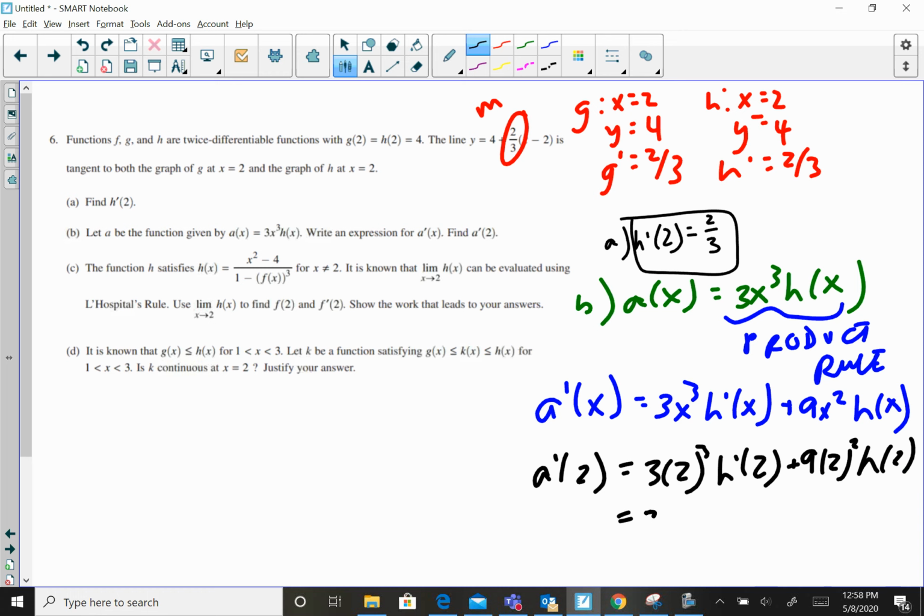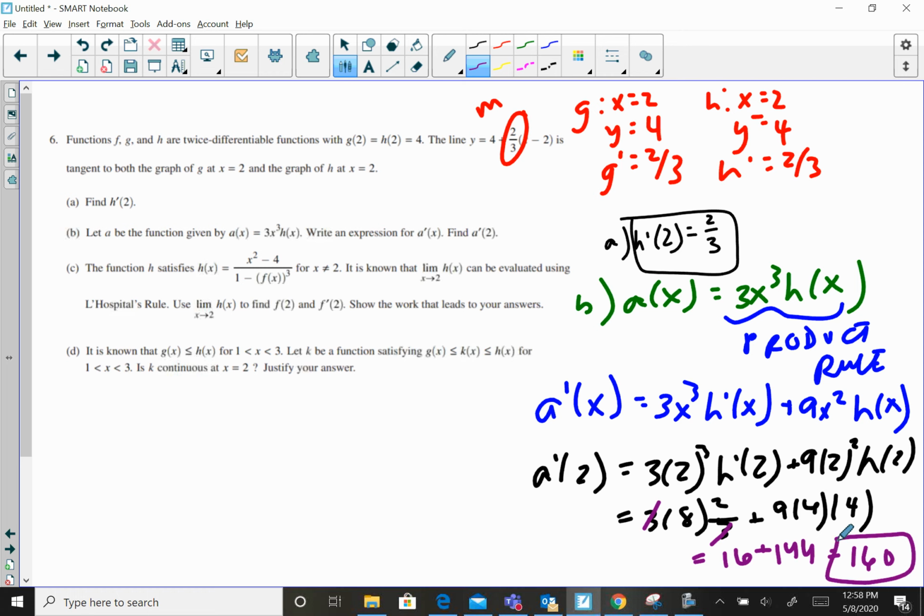So 2 cubed is 8, so this is 3 times 8 times h prime of 2. I just answered in part A, that was 2/3, plus 9 times 4, h of 2 was given to me, it is 4. So now I can simplify. I've got a 3 on top and a 3 on bottom, so I have 16 plus 9 times 4 times 4. 9 times 4 times 4, 144. Plus 16 would be 160.